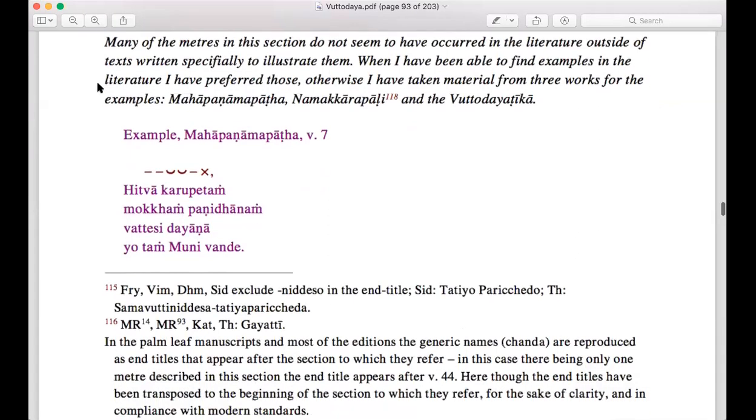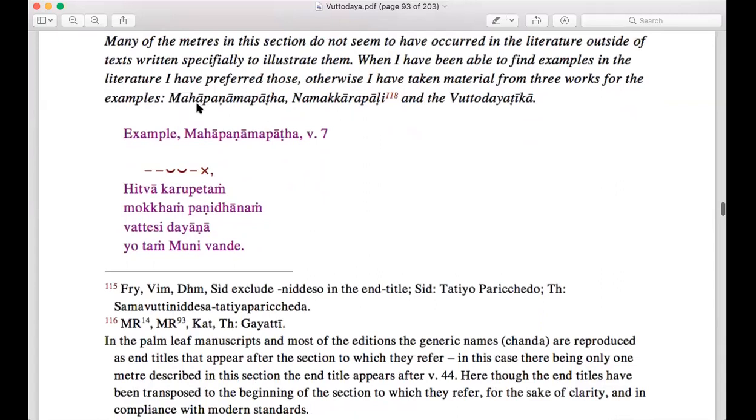So here in the fourth line, you can see examples: Mahapanama Pāṭha, Namakkara Pāli and Vuttodaya Tīkā. Mahapanama Pāṭha and Namakkara Pāli, both are written in Myanmar, from my knowledge. Namakkara Pāli, they recite in the evening, right? Mahapanama Pāṭha is also a text like that. And Vuttodaya Tīkā is the sub-commentary for Vuttodaya. So in these three texts, you can find examples for most of the verses presented in this Vuttodaya chapter.